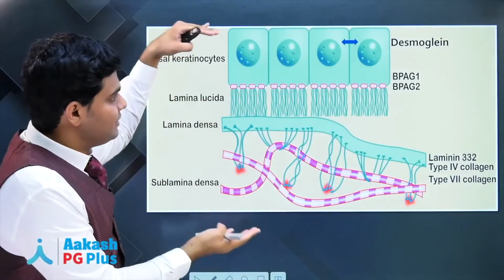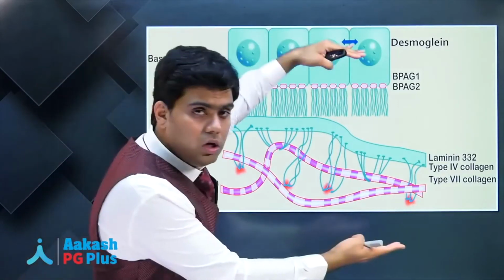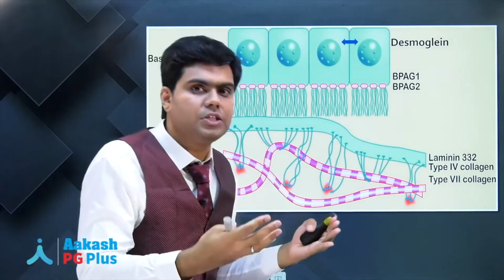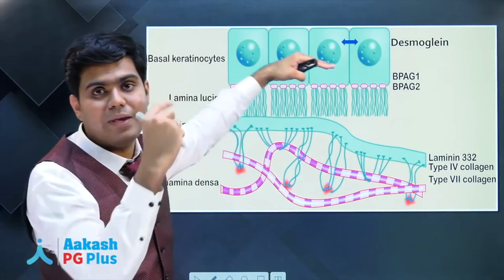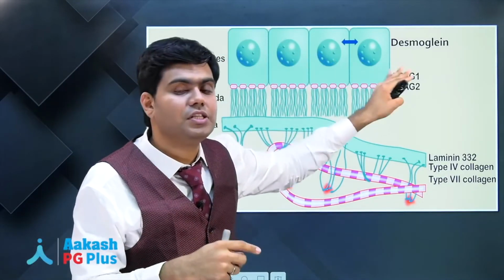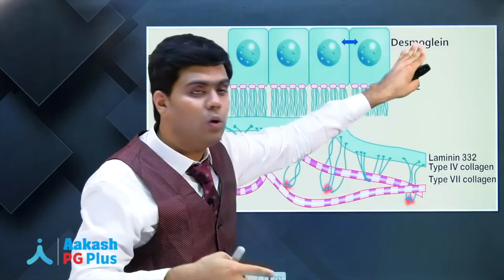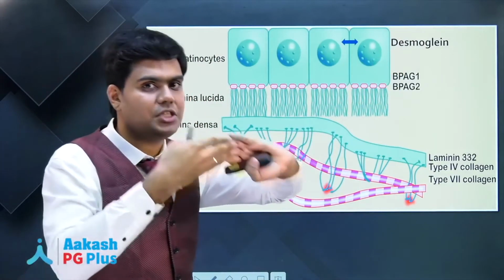So friends, this is a picture of the dermoepidermal junction. So this whole constitutes the dermoepidermal junction. What do we have at the dermoepidermal junction? We have one layer of basal keratinocytes. Now we know basal keratinocytes are attached to each other with the help of desmoglein. So desmoglein helps attach the basal keratinocytes to each other.